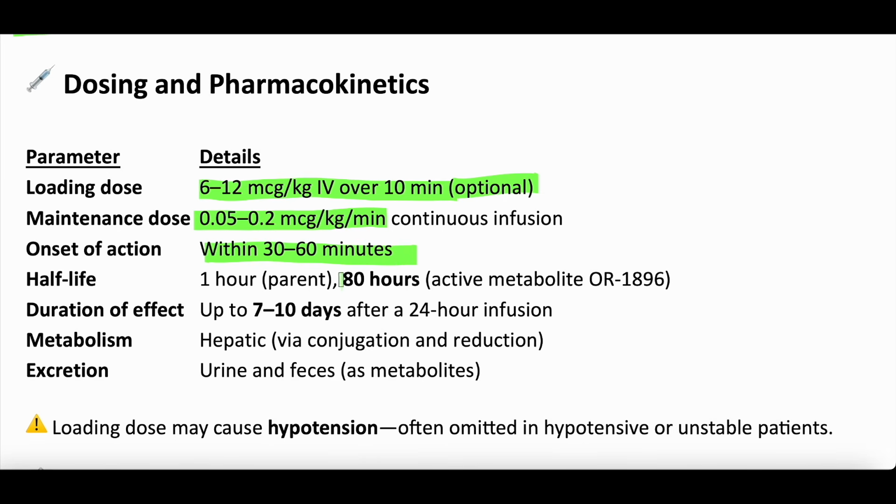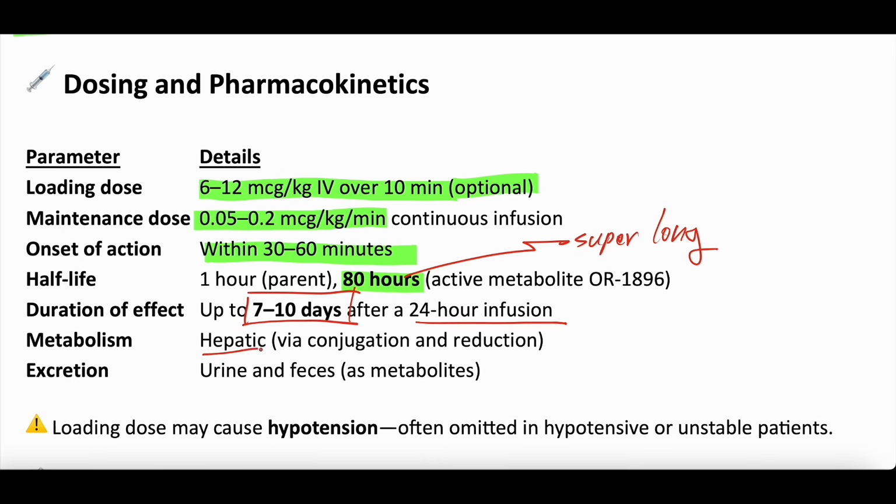The half-life of the active metabolite, OR1896, is very long, 80 hours. So this is a super long half-life for an inotrope or vasopressor, and this drug sticks around for a long time even after you stop it. It's something to be aware of. The duration of effect can last 7 to 10 days after 24 hours of infusion. 7 to 10 days this drug can be active in your body, causing its effect. So you better hope you wanted it there, because it's going to stick around for a while. This is very atypical for vasopressors and inotropes. Usually it's on the order of minutes, let alone hours or days.